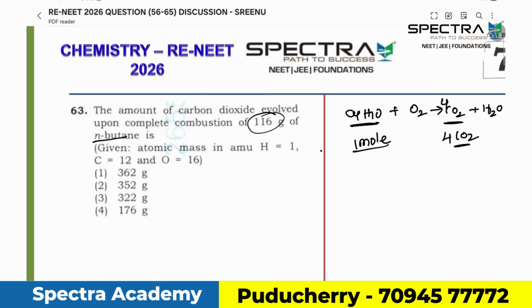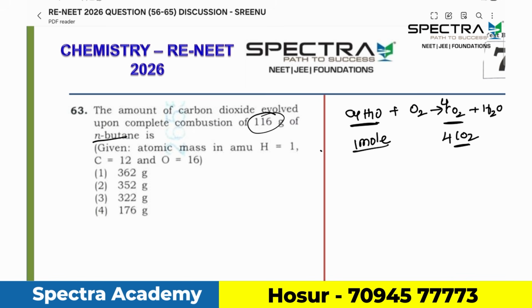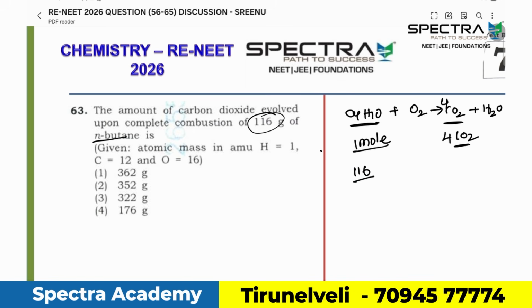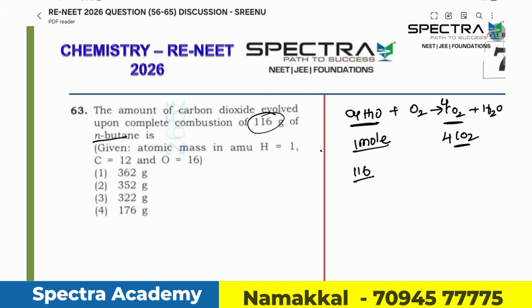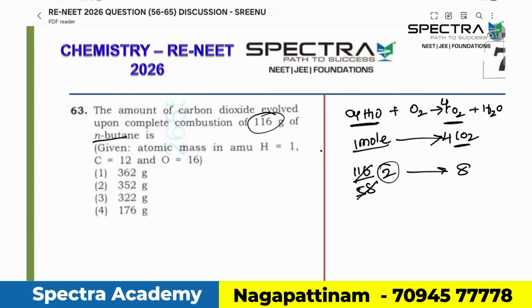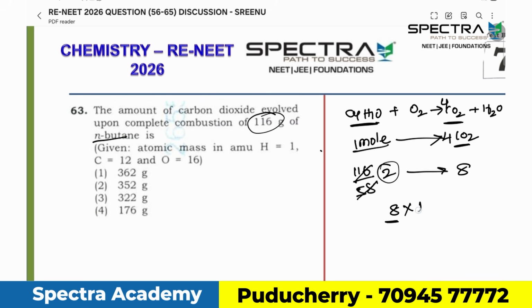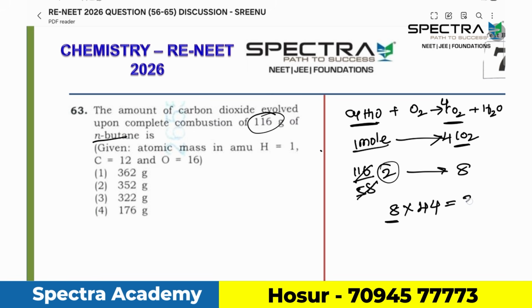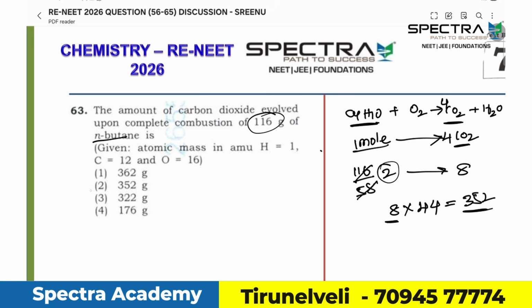But in this question they have not given 1 mole, they have given 116 grams of n-butane. So from the given mass we can find the number of moles by using the formula: given mass by molecular mass of butane. Molecular mass of C4H10: 4 into 12, 48, plus 10, 58. If you cancel that, you will get 2 moles. For 1 mole you get 4 moles of carbon dioxide, so for 2 moles you will get 8 moles of carbon dioxide. Its weight is the number of moles into molecular mass. Molecular mass of carbon dioxide is 44. If you multiply that, you will get the answer 352. Option 2 is correct.